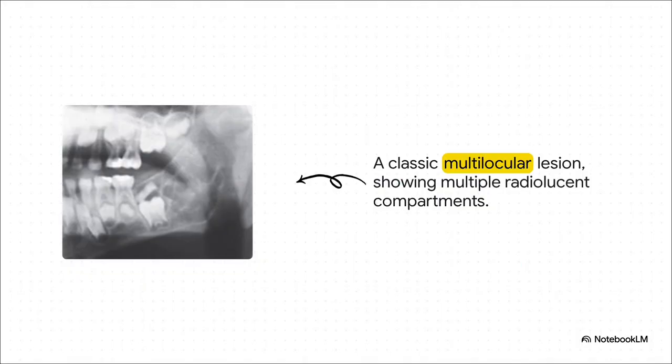And hey, look at that. We're back to our mystery X-ray from the very beginning. But now you can see it with new eyes, can't you? It's not just some random dark blob anymore. You can clearly see the different chambers, the compartments. This is a perfect example of a multilocular radiolucent lesion.